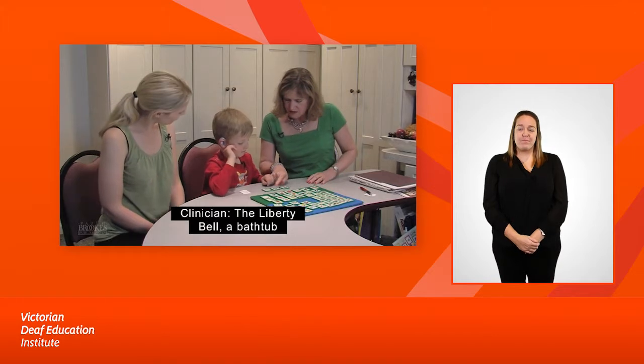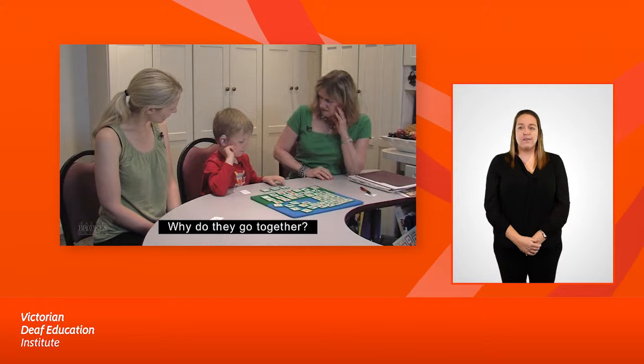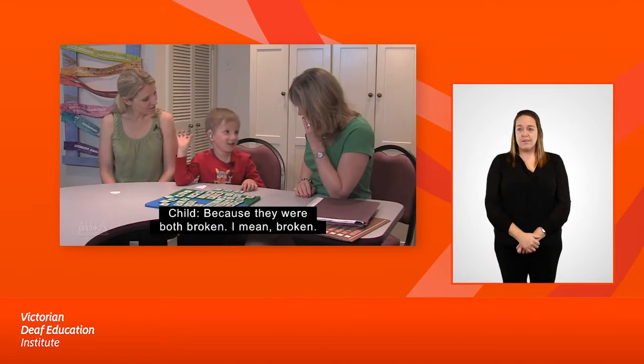The Liberty Bell, a bathtub, and a broken pencil go together. Why did they go together? Because they are both broken.